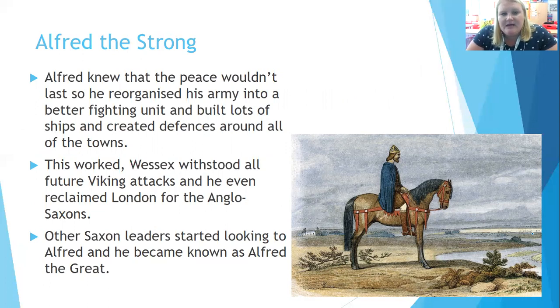Alfred knew that peace wouldn't last with the Vikings. So even though they'd made peace and they had their separate lands, he knew this wasn't going to last forever, and it would only take a new set of Vikings to come and it wouldn't count. So while there was peace and while they were living in their separate lands, he organised his army into a better fighting unit. He built lots of ships and created defences around all of the towns. And you can still see the walls around some of the towns today.